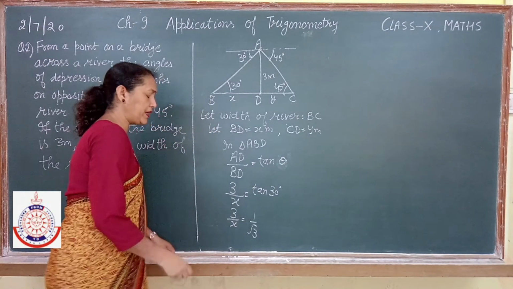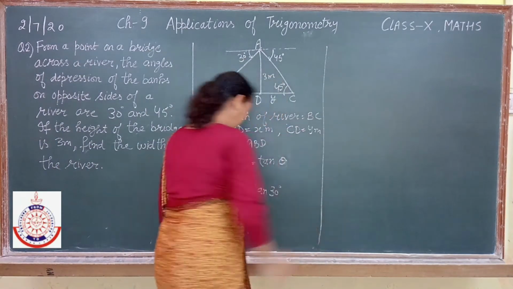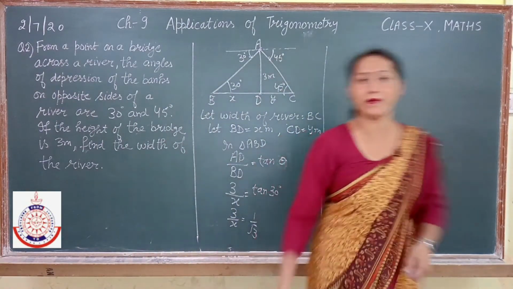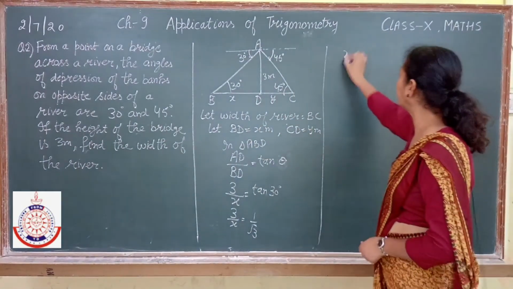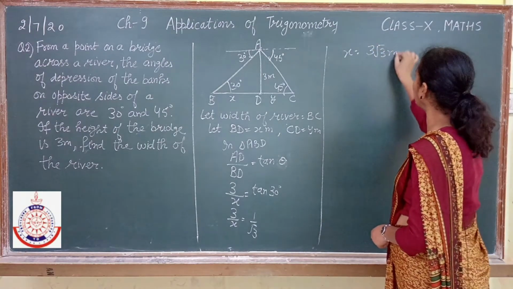So what we have obtained? We have obtained X as, after cross multiplication, X will come this side. So we have obtained X as 3 root 3 meter.